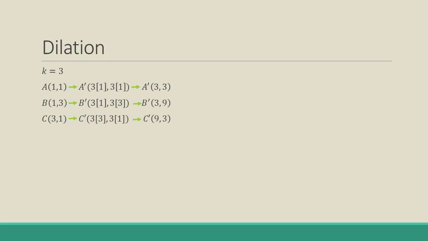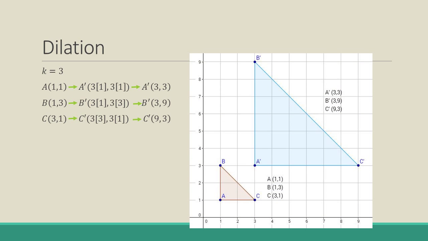And so A, (1, 1), would change to (3, 3). And then B, (1, 3), would change to (3, 9). And C, (3, 1), would change to (9, 3). And so we would start with our smaller red triangle and make it 3 times bigger, and we'd get our new blue triangle.